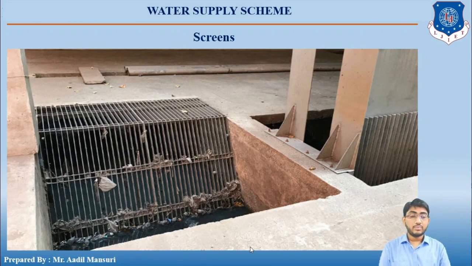Okay, students? Now, while designing the screens, clear openings should have sufficient total area so that the velocity through them is not less than 0.8 to 1 meter per second, right? So the flow velocity through the screens should be kept at a minimum of 0.8 to 1 meter per second, and the material which is collected on the upstream side of the screen is removed either manually or mechanically. Okay, students? So this was about the screens. Clear?